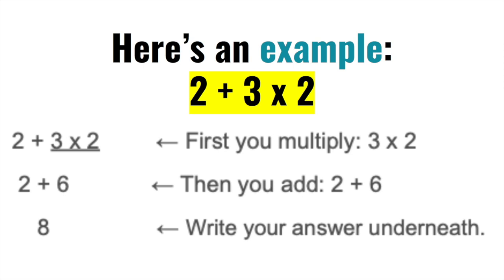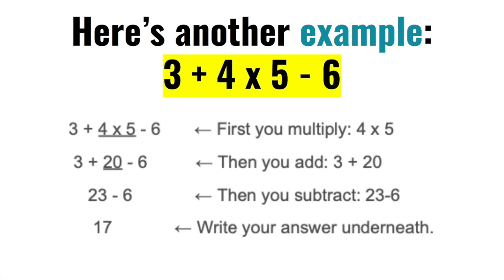Let's try another example. 3 plus 4 times 5 minus 6. Here we have 1, 2, 3 operations: addition, multiplication, and subtraction. Remember that we multiply and divide before we add and subtract, so the multiplication will come first, 4 times 5. So we'll bring down our 3 plus because we're not using that yet.